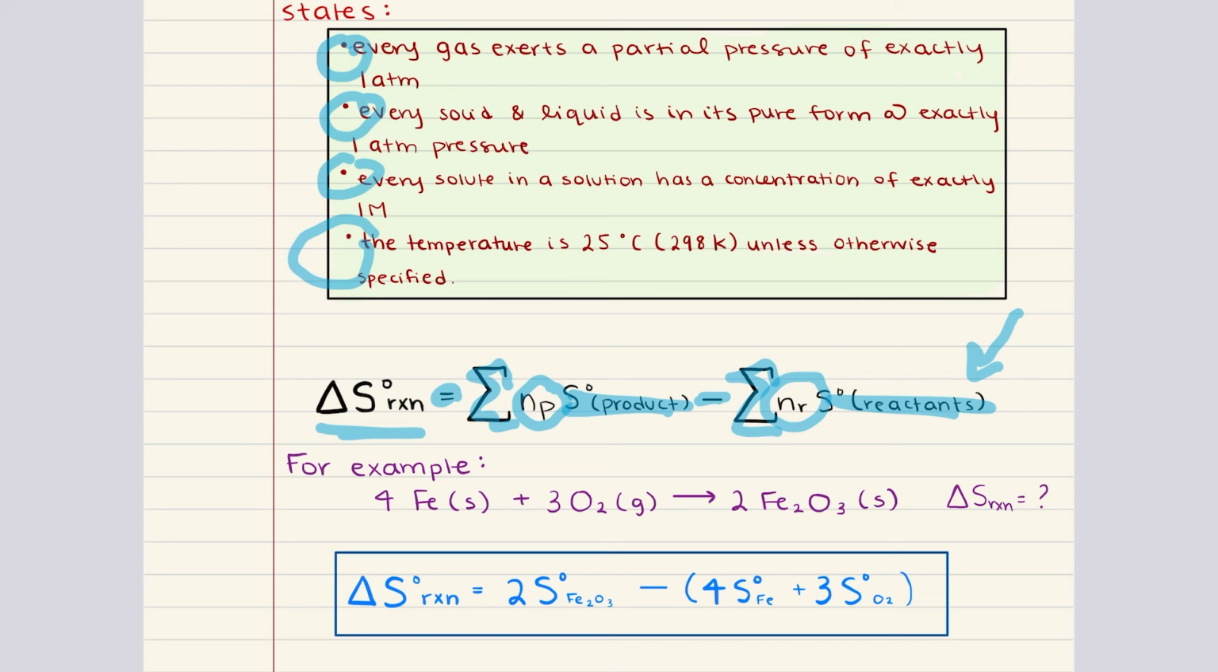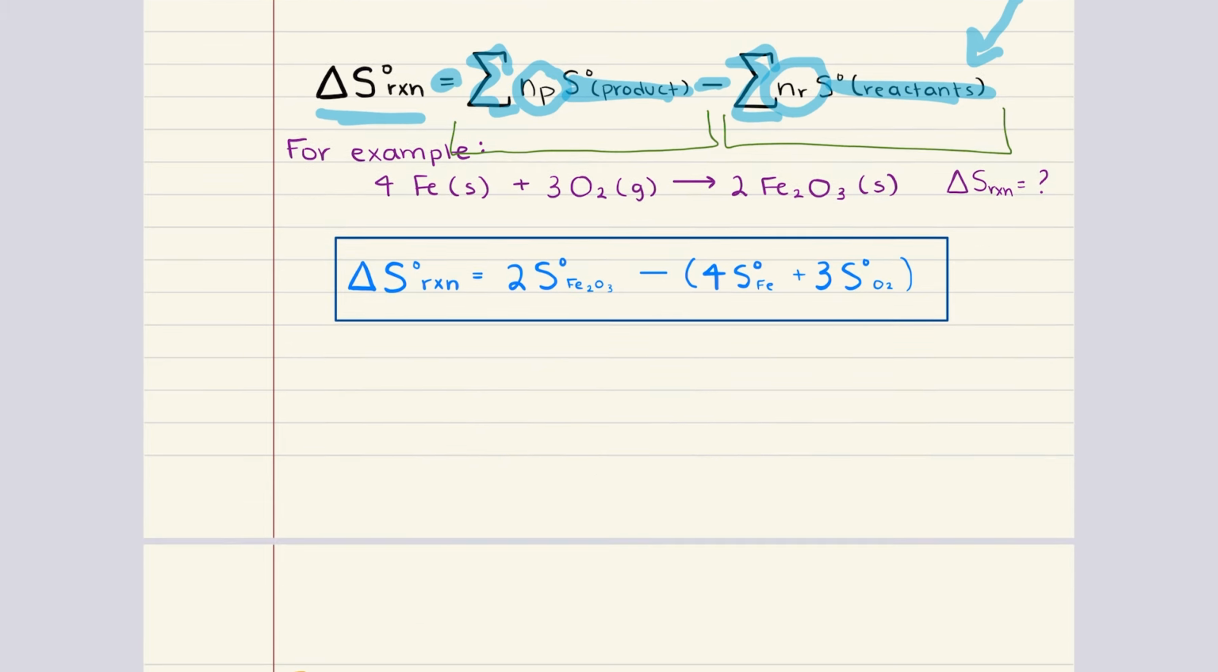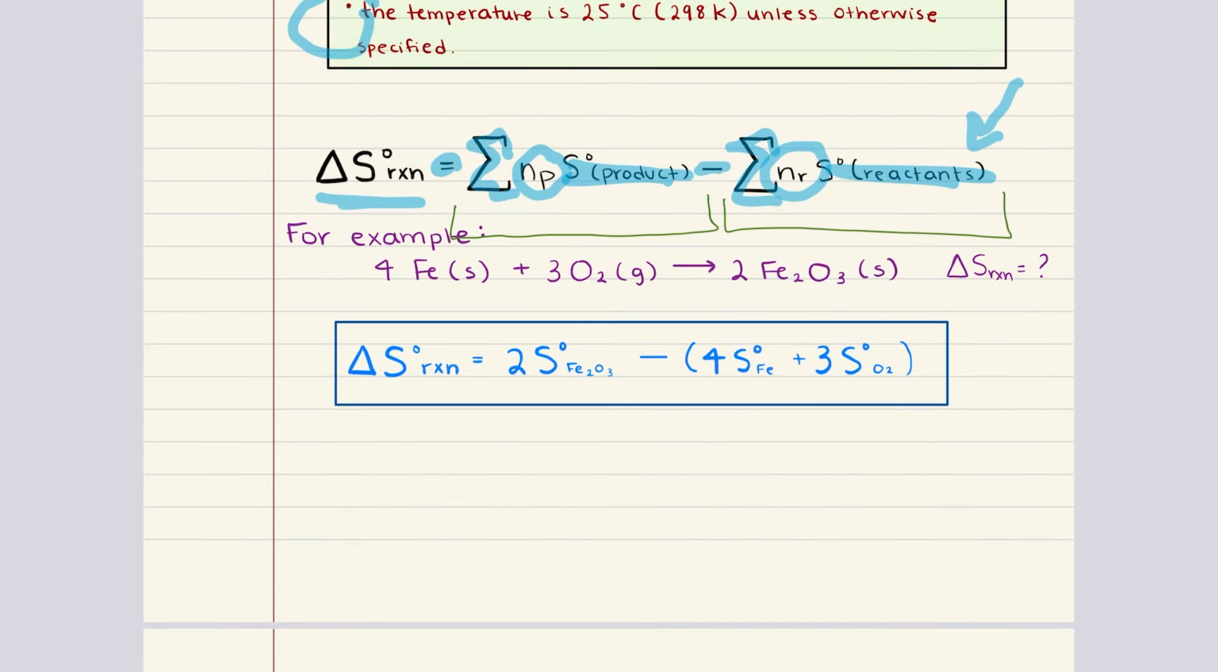In simpler terms, to calculate the standard entropy change for a reaction, we first multiply the standard entropy of each product by its coefficient from the balanced reaction and add them up together. Then we do the same thing for the reactants. And when we have those two things, we can subtract the total entropy of the reactants from the total entropy of the products. Let's take a look at a practical example to see this calculation in action.